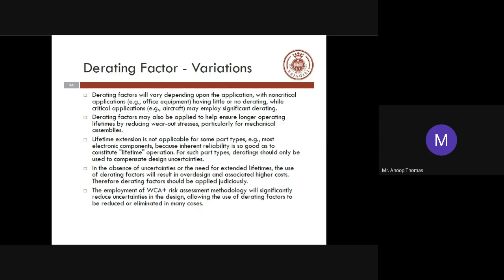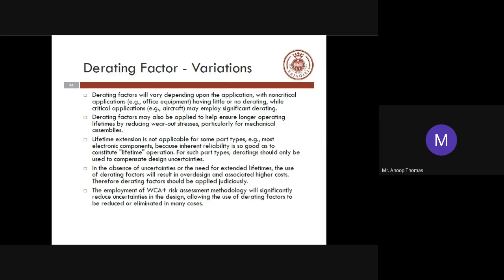Longer operating lifetimes by reducing wear out stresses, particularly for mechanical assemblies. For some parts this is not required because it's not going to be used for the lifetime of the product. The derating factors, if there are no uncertainties, there is no requirement of huge real-time requirements and all. This is just an over and above analysis. So that basically means it will lead to our design and associated higher cost.